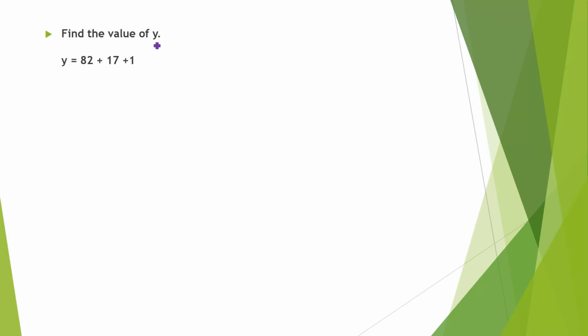Second is, here you have to find out the value of y. In this case you have y variable and y is equal to 82 plus 17 positive 11. So how you can write down? Y is equal to 100. Right? How I did? First add this 2 positive 7 9 positive 1 10. So this is 0 and 1 is carry. So 1 and 8 9 and this is 10 100.